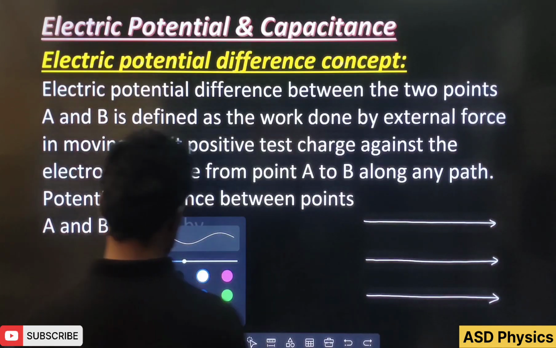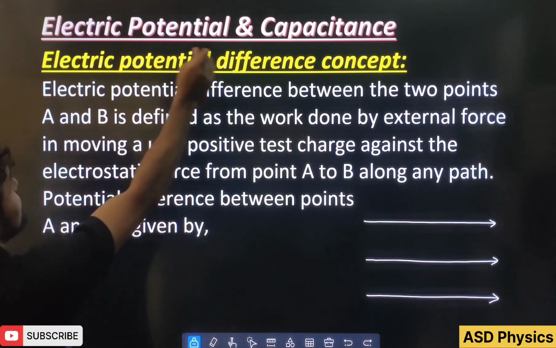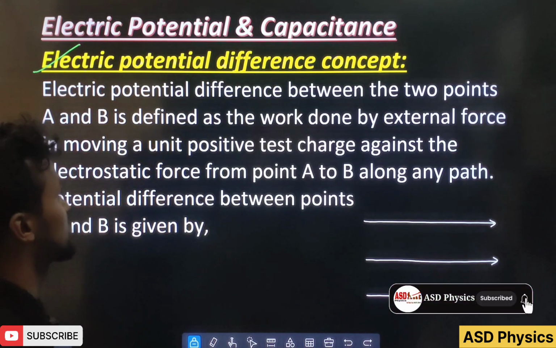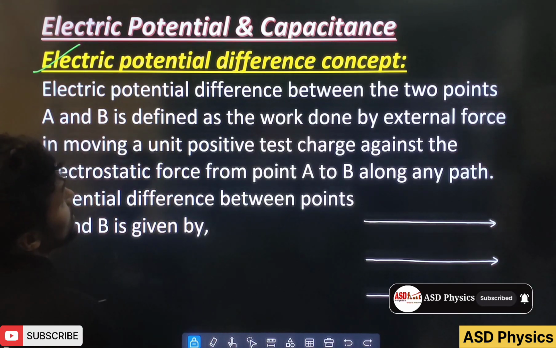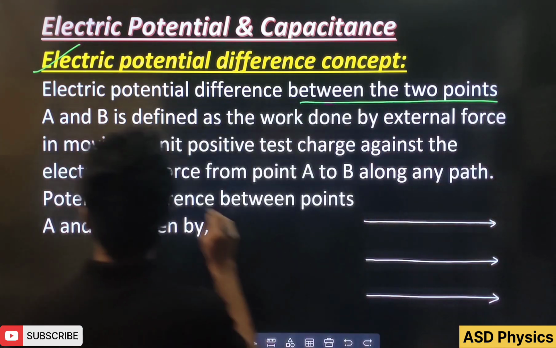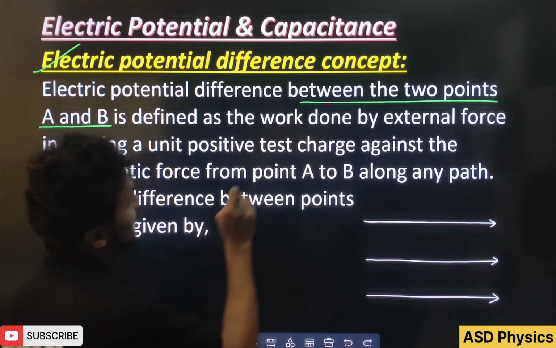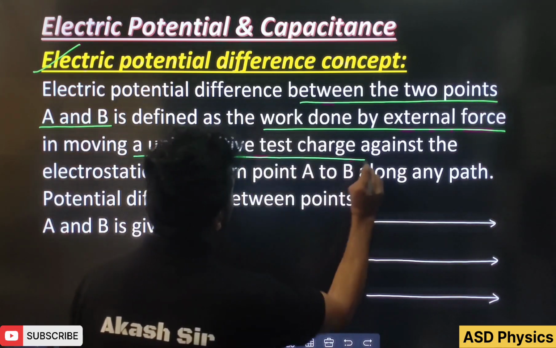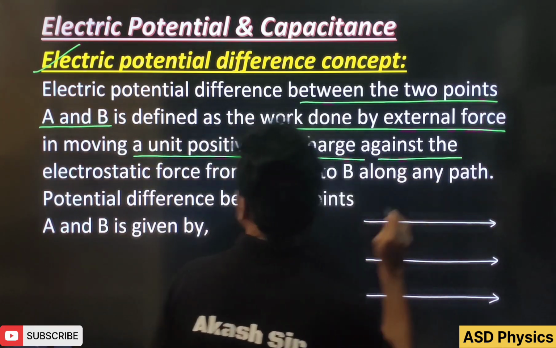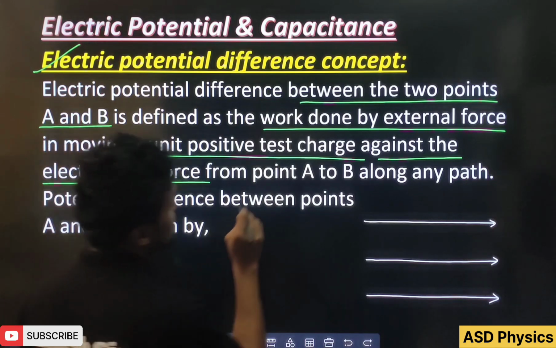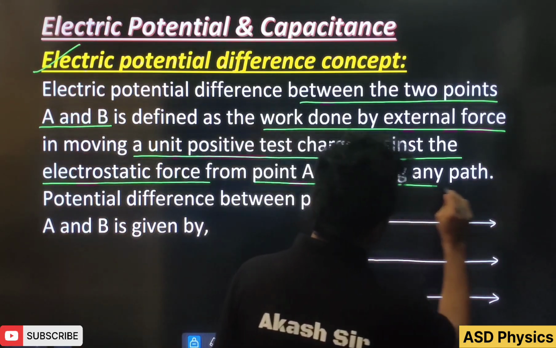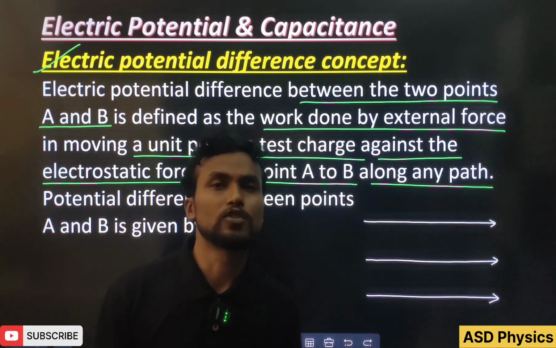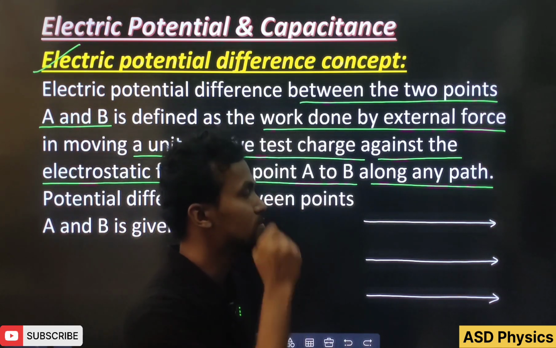Okay students, so as I have told you, electric potential and capacitance. Under that we are going to learn the electric potential difference concept. So let's see, electric potential difference between 2 points A and B is defined as work done by external force in moving a unit positive test charge against the electrostatic force from point A to B along any path. Along any path means, you know very well, this electrostatic force is a conservative force. It does not depend upon the path. That's why we have written along any path.